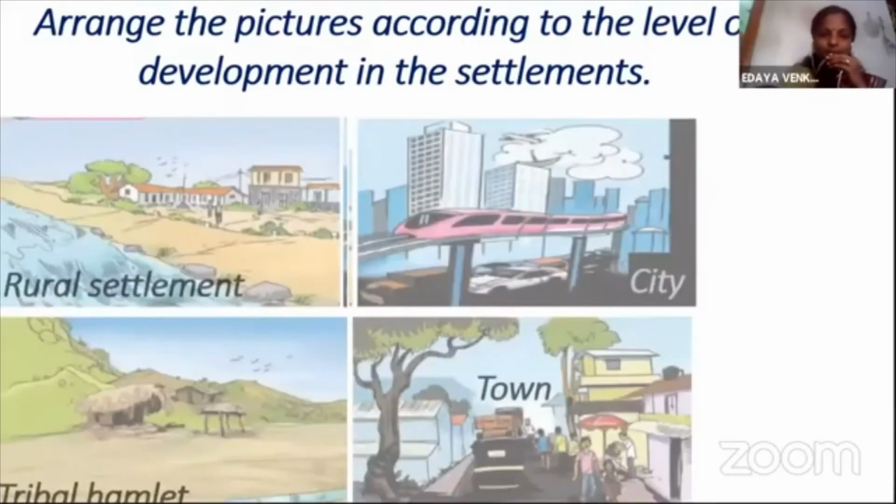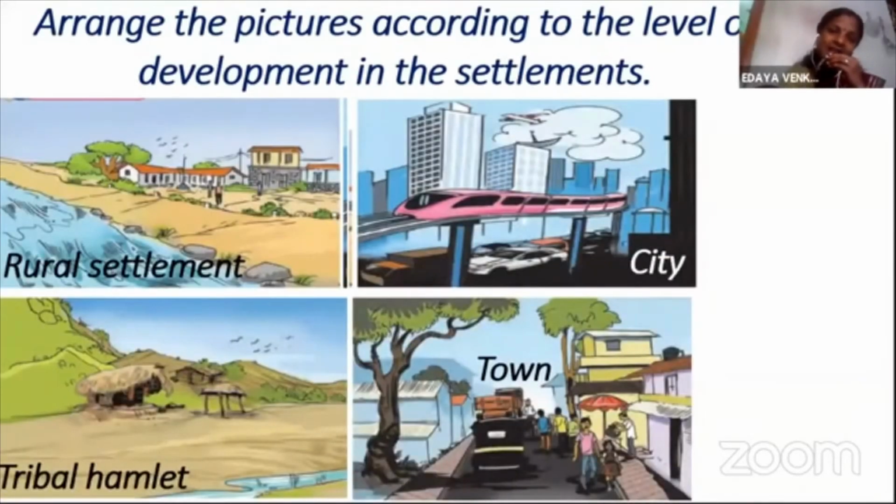Arrange the pictures according to the level of development in the settlement. What do you think? What is the first level of development, or the basic stage where man starts his life, and then slowly, gradually he progresses and goes to the next settlement and then next and then next? So what is the first settlement where he starts? City? Not at all. Rural settlement? This is the second stage. Tribal hamlet.